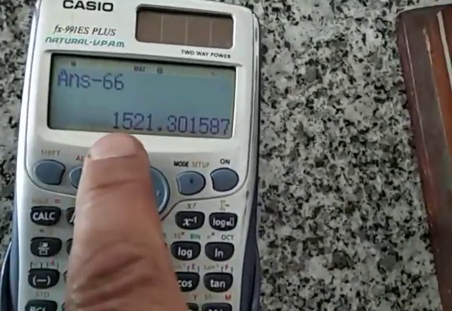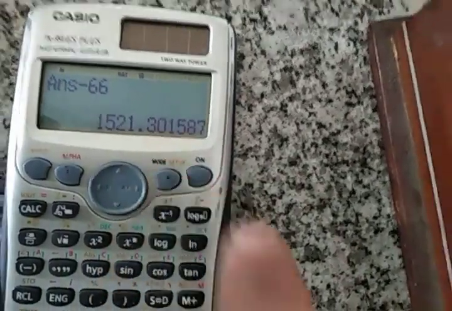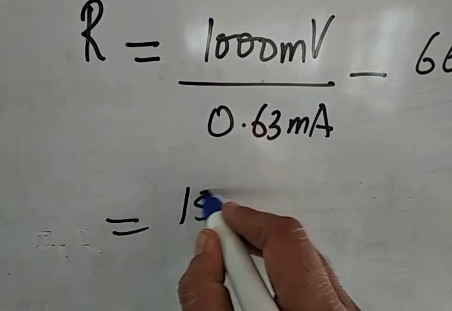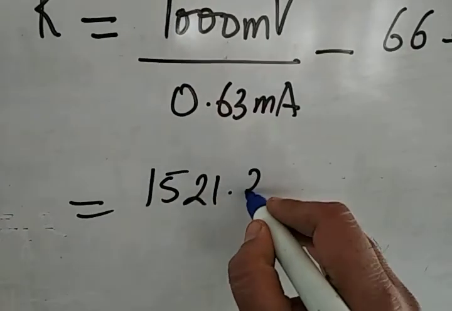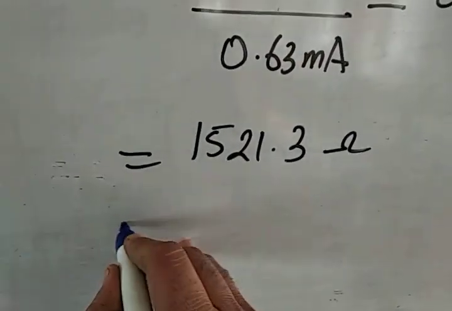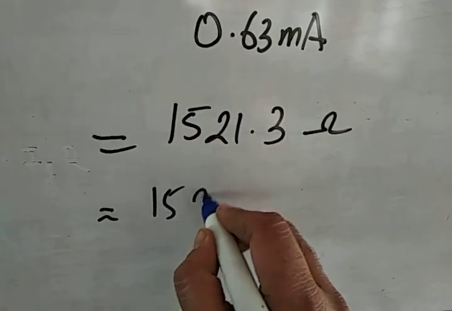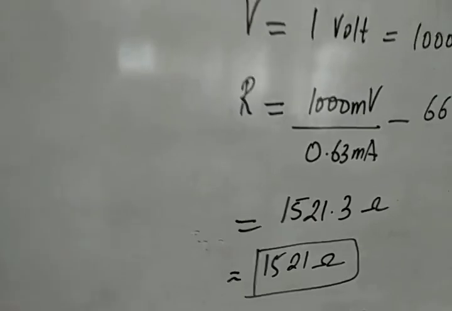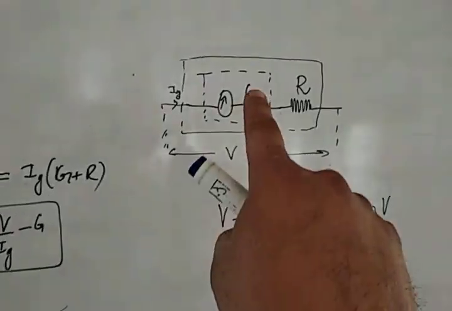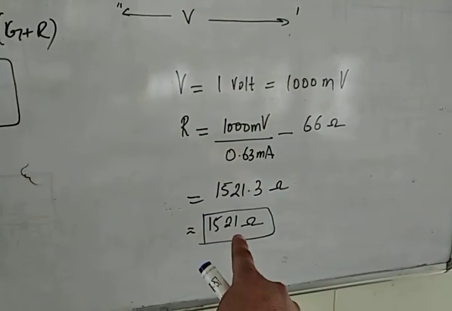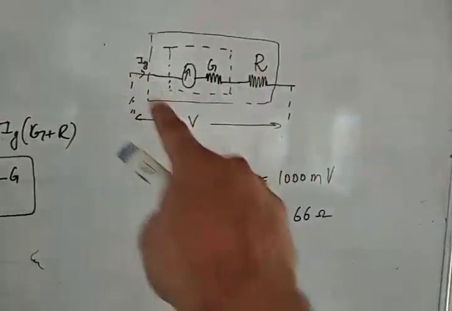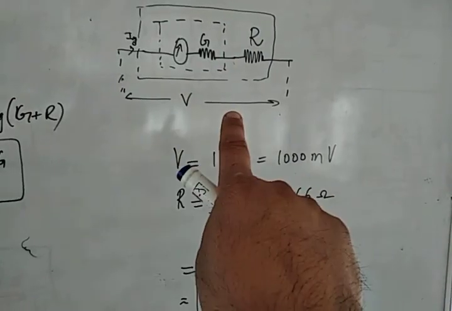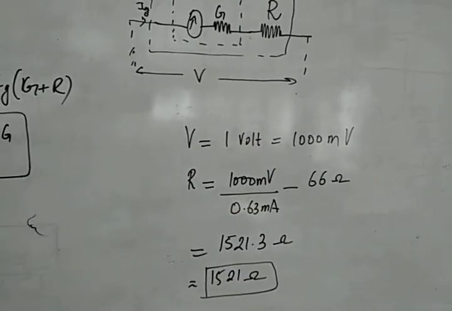So we're getting 1521.3. So the series resistance is 1521.3 ohms, which is approximately 1521 ohms. So what we need to do is, to our galvanometer, we need to attach this much resistance so as to convert the arrangement into a voltmeter that measures a maximum of 1 volt.